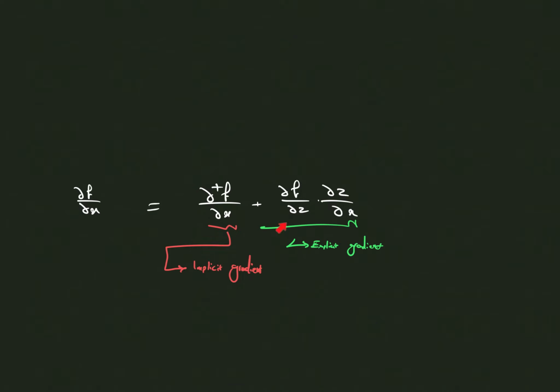And then the next one would be basically the chain rule. This time consider the x's out of the equation and then derive f with respect to z times the derivative of z with respect to x. And this would be the explicit gradient.